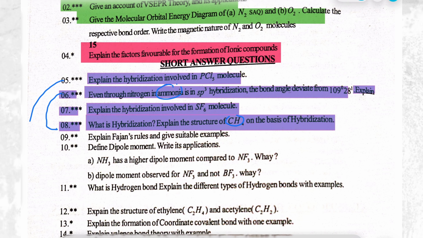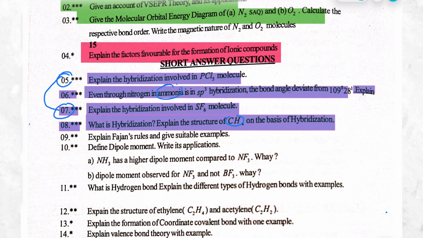Similarly, these two questions are also the same, isn't it? The seventh one and the fifth one. These two are also mostly the same. Okay, so don't forget this. These two are almost the same because there is a relation. The sixth and eighth are both sp3 hybridization, and the fifth one and seventh one are sp3d and sp3d2 hybridization. Clear?